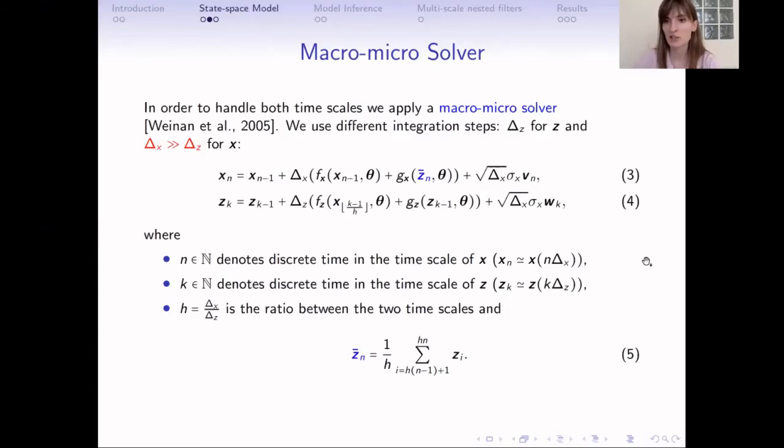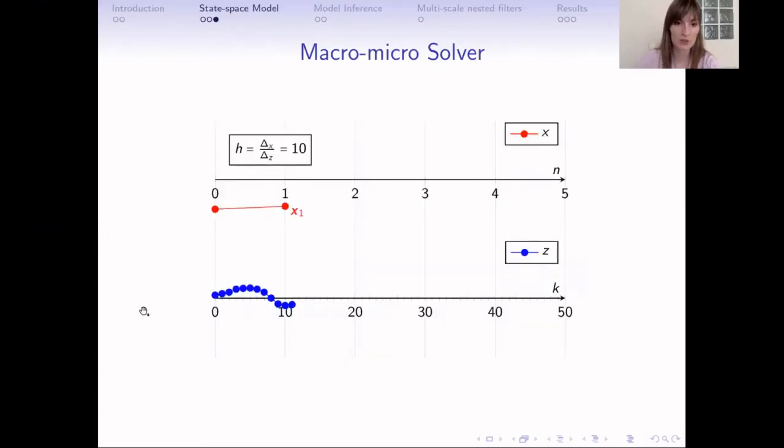Well, this is easier to explain with an example. So for example, here we have z that goes ahead 8 time steps. And thanks to this, we can compute var z, that is the average. And with this average, we can compute the next time step of x.